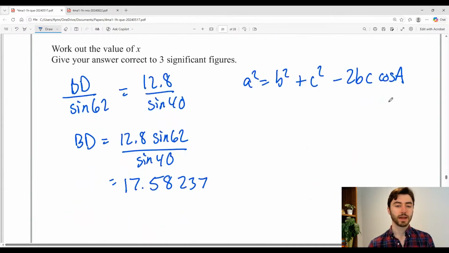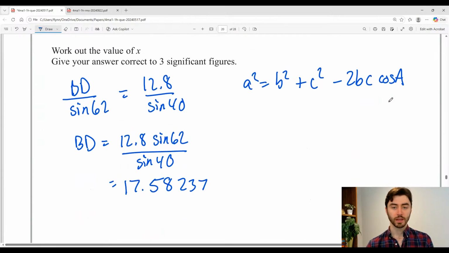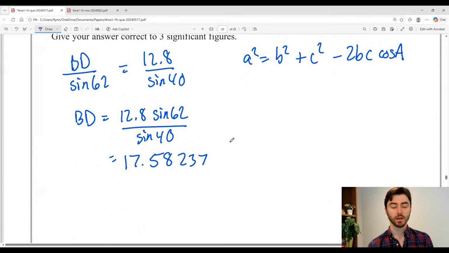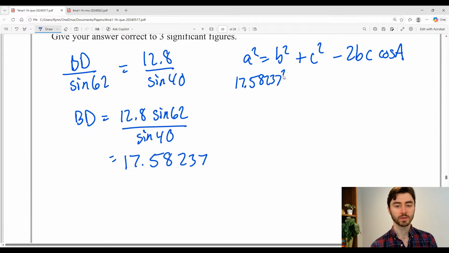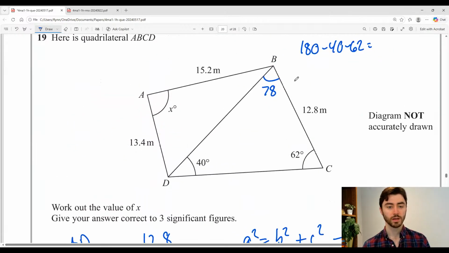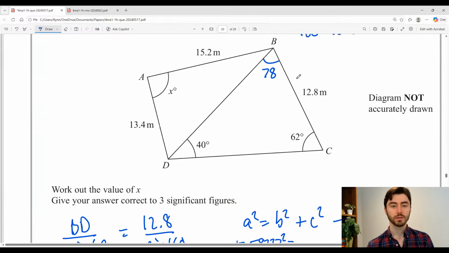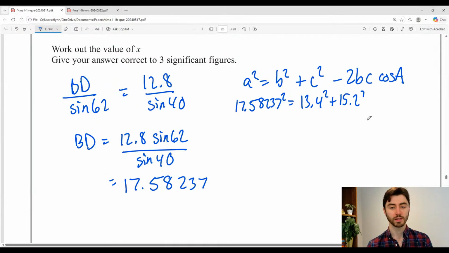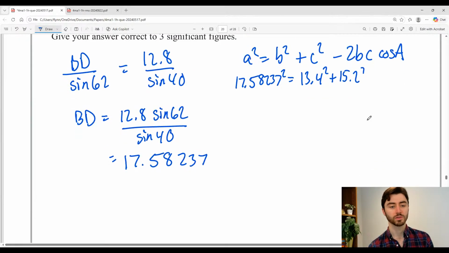And as we plug that in, that means A is always the length opposite the angle you're trying to find. So 17.58237 squared equals 13.4 squared, 15.2 squared. I did not give myself adequate room, but I didn't want to keep scrolling. I'll just rewrite it down here.